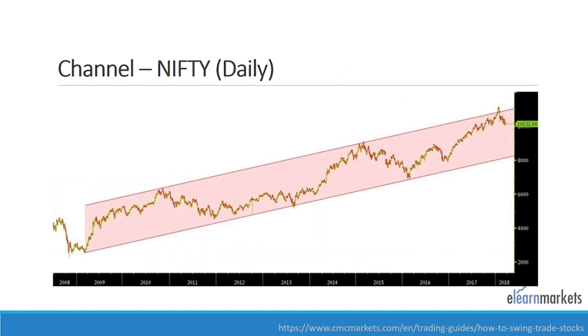See the channel which was there in Nifty. This is a long-term channel.